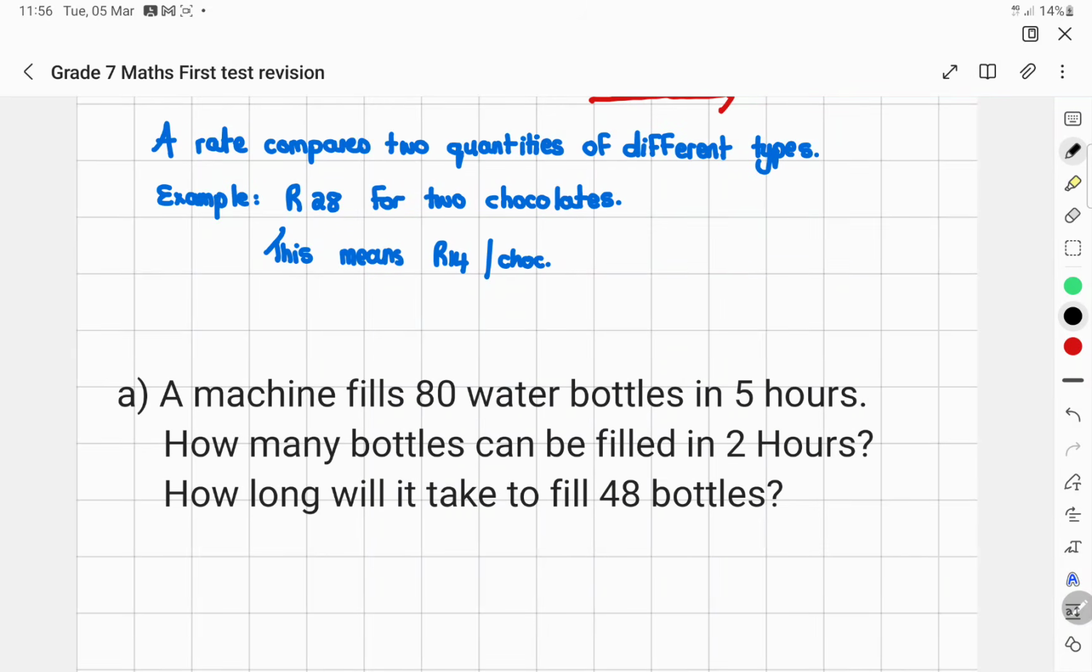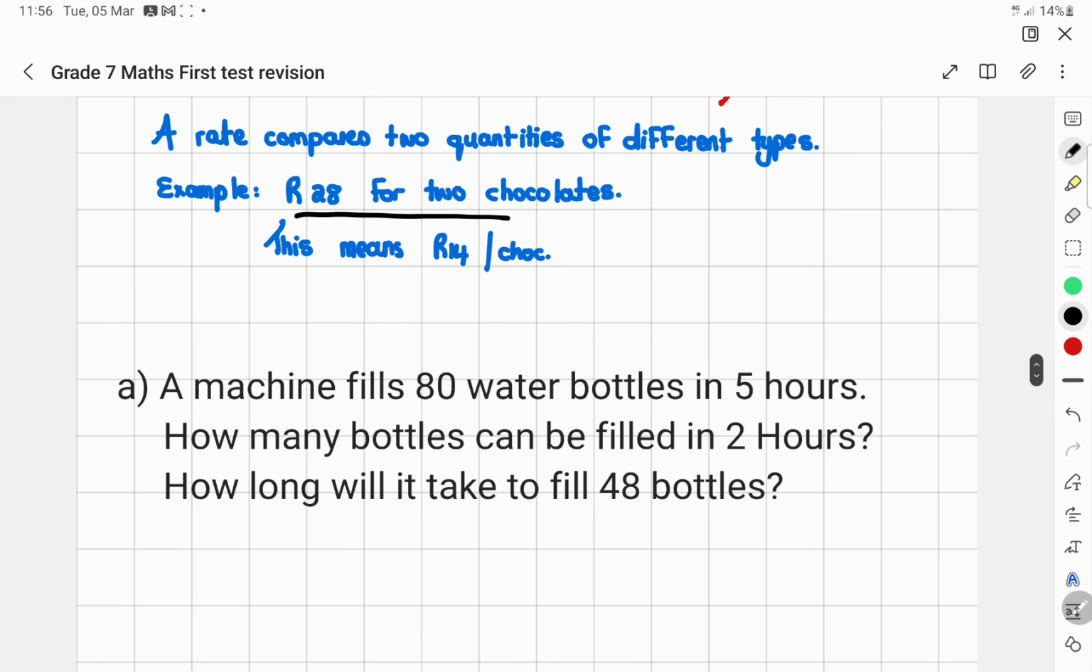Okay, so let's quickly look at a rate. A rate compares two quantities of different types. So example, if you pay 28 Rand for 2 chocolates, you just want to get the rate per chocolate.